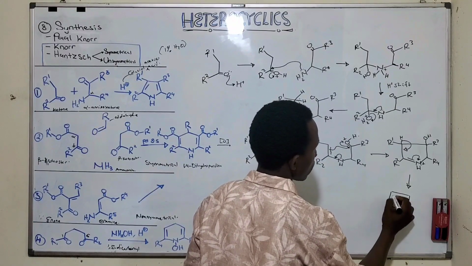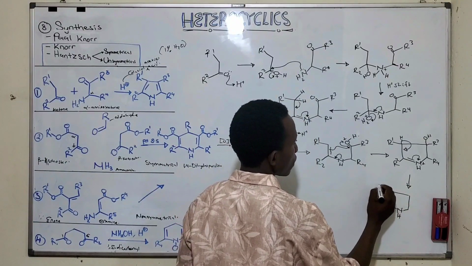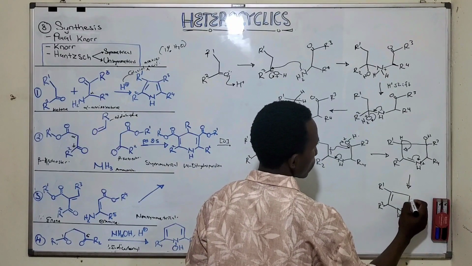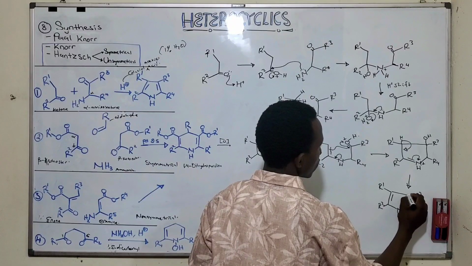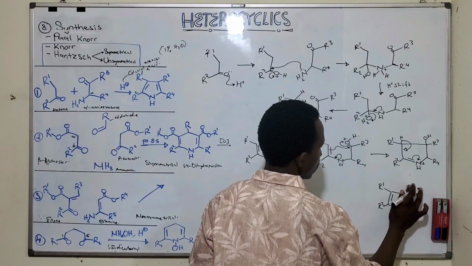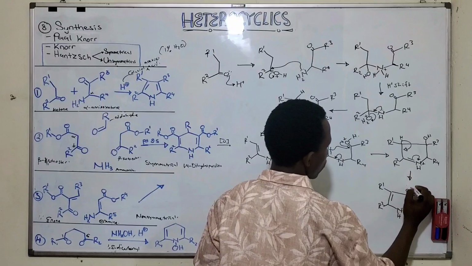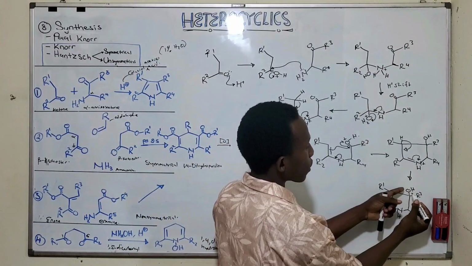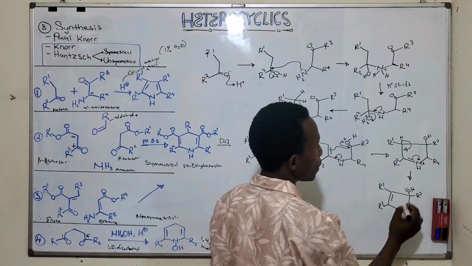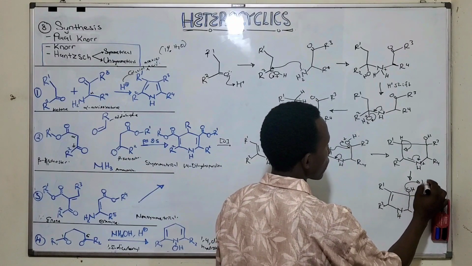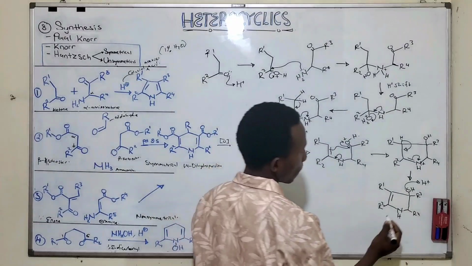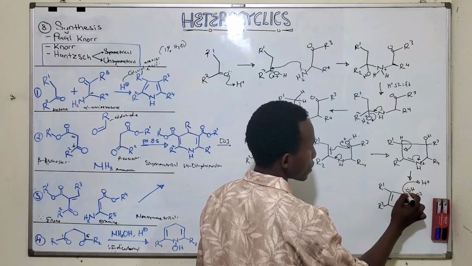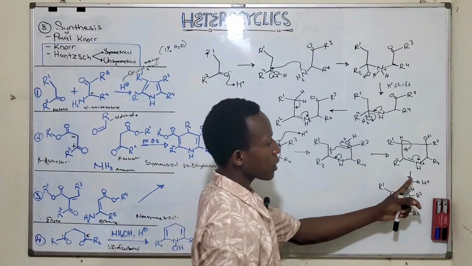NH. We have formed a double bond, R1, R2, R4, R3, and OH. We have OH. So this is what we have. This oxygen still has lone pairs of electrons, so it can attack a proton. So when it attacks the proton, we shall form an OH group. So you can just use directly this bond. So it attacks a proton.